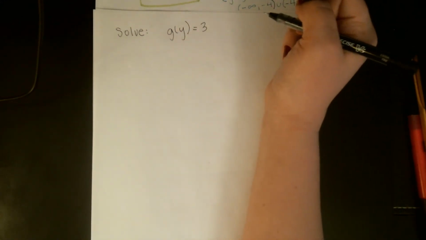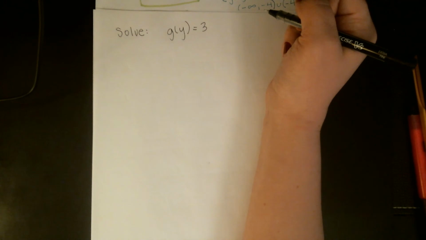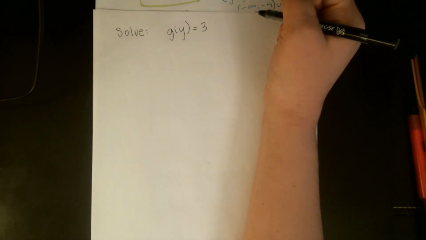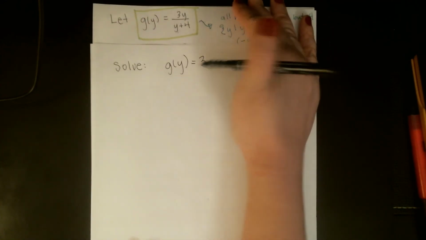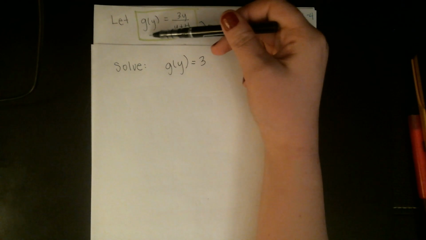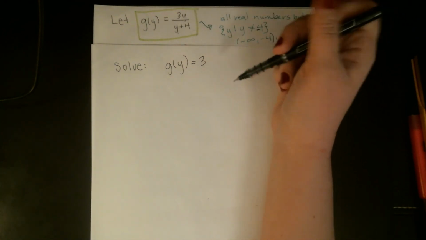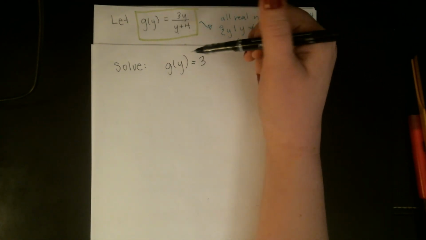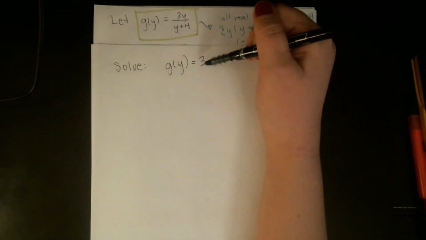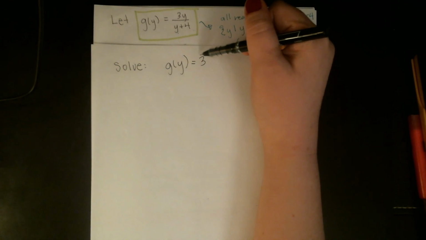So this one actually doesn't look terribly messy, but an interesting thing happens. Once again, you want to be really clear here. I'm not redefining the function. The function is still the one we started with. G of y is 3y over y plus 4. This is saying for what y values, what inputs, will your output of that function be 3?